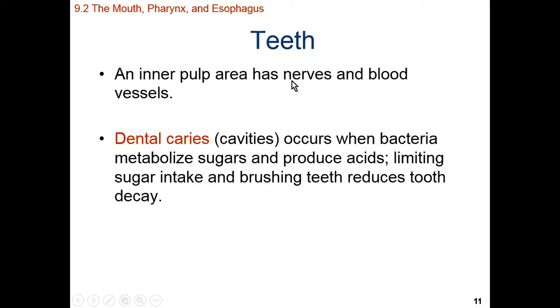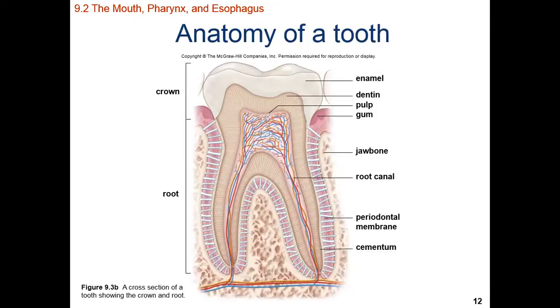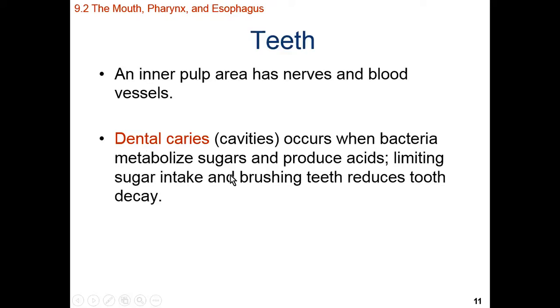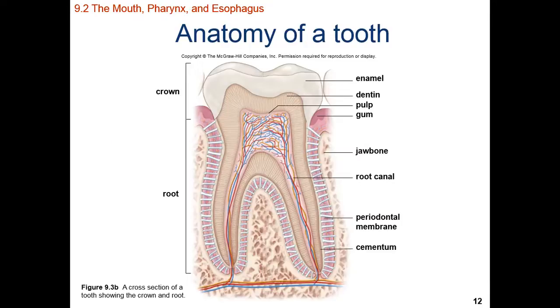When somebody has a sore tooth, it's the nerves within their pulp cavity that are going to be experiencing the pain. If somebody has a cavity, also known as a dental carie, they are going to have a hole in their tooth, and that hole is made by acids that are produced by bacteria. As these bacteria metabolize sugars and make acids, they can eat holes in our teeth. And if we can limit our simple sugar intake and also brush our teeth, we can limit the metabolic activity of these bacteria and limit the amount of tooth decay that occurs.